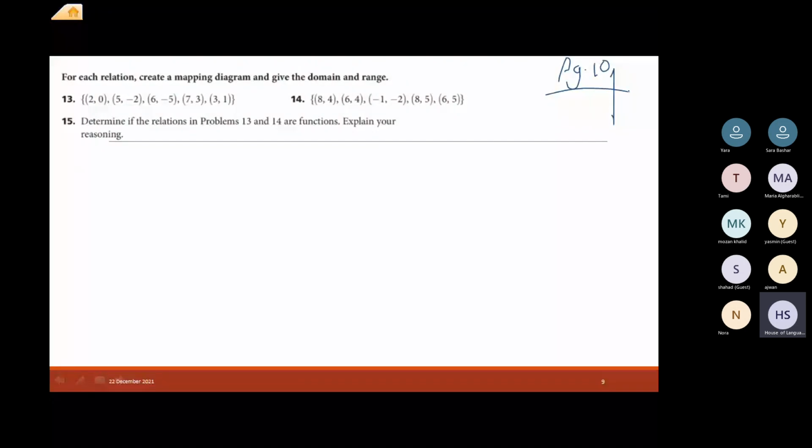I write in red color. This is a function. This is not a function. Bravo. Good job. So easy. Bring it in the test.